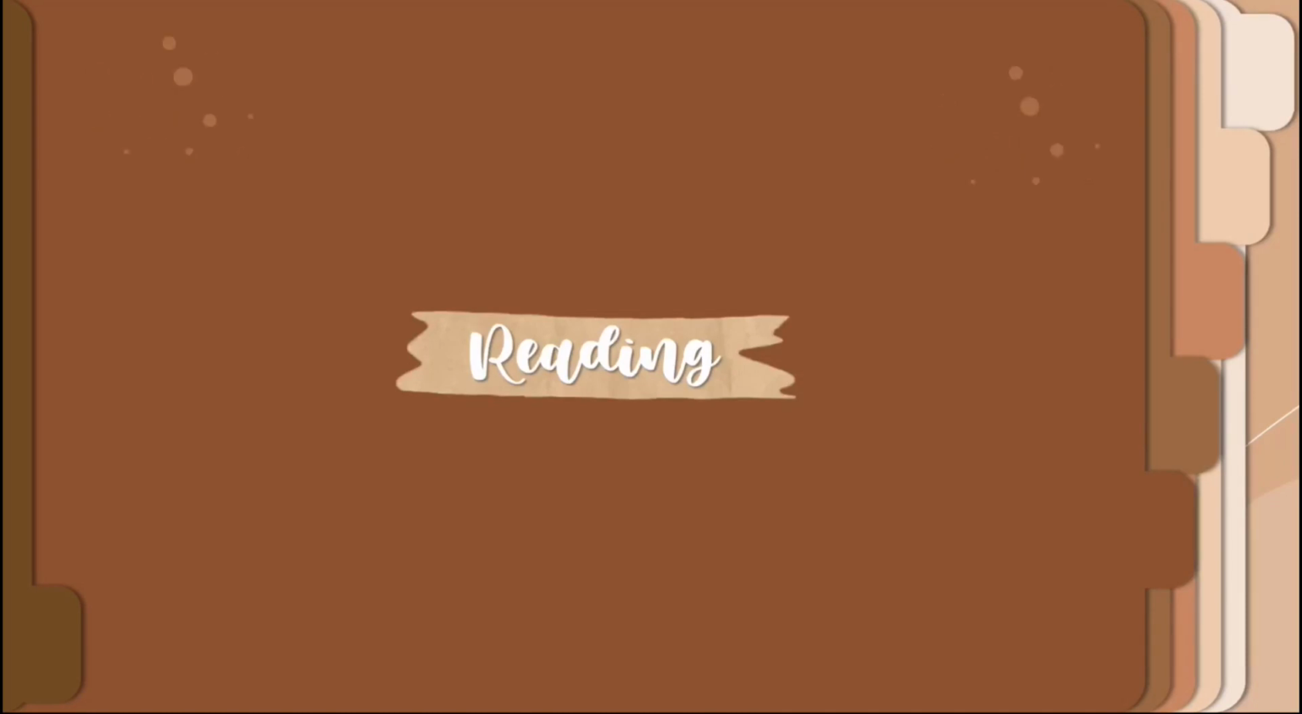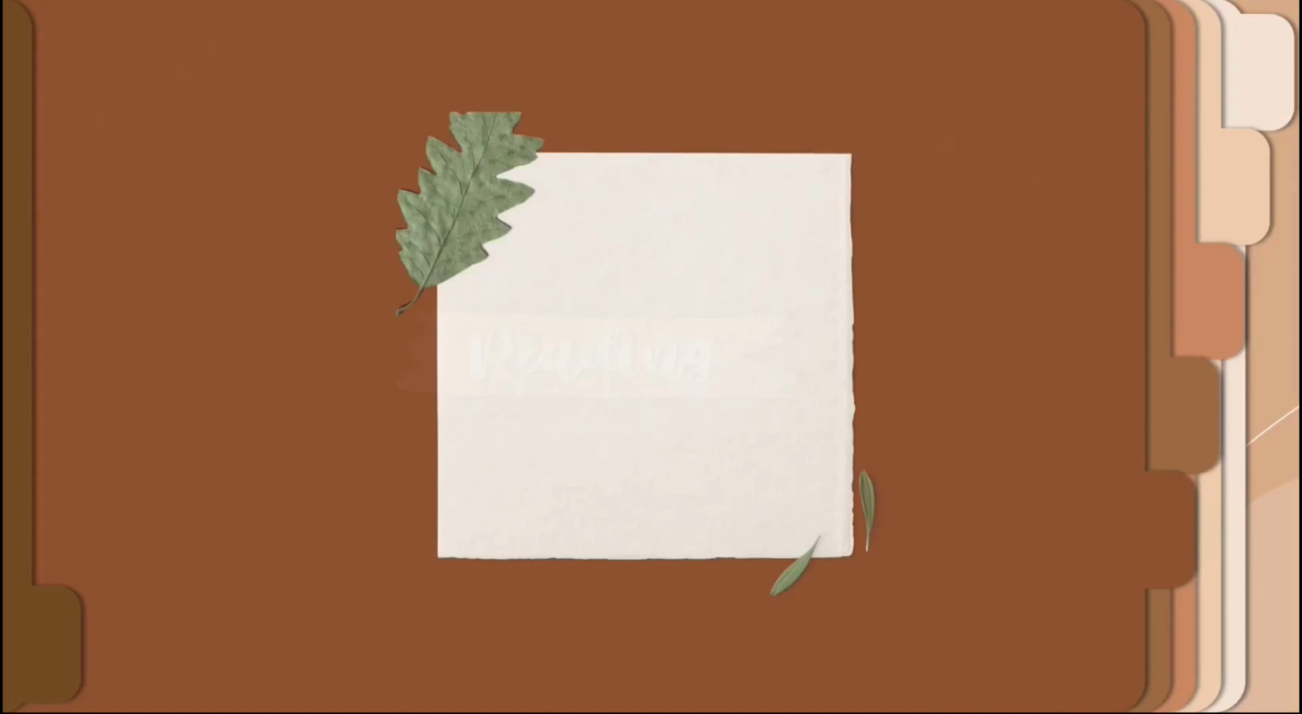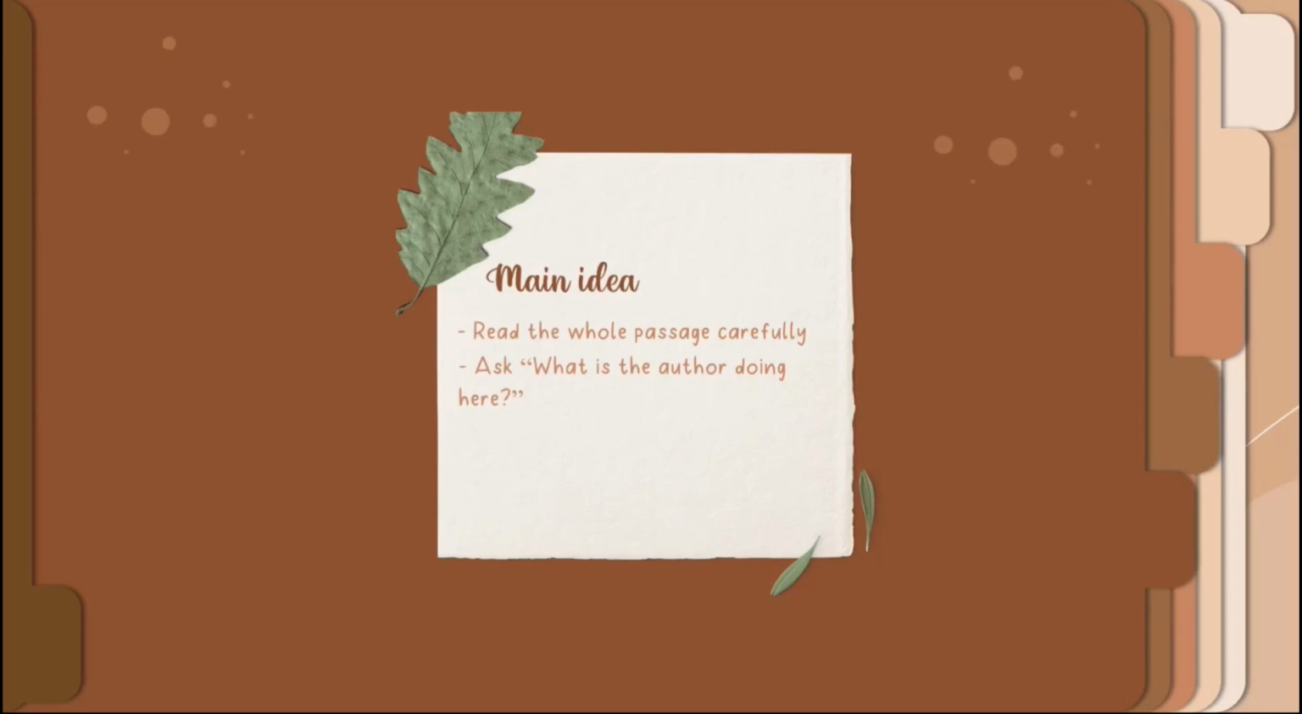Okay, so I found out that there are 6 common types of reading questions, with the most common one being the main idea questions. So my tips for the main idea questions would be to read the whole passage carefully and ask, what is the author doing here? What is he or she trying to convey? And lastly, to summarize the main idea in your own words.